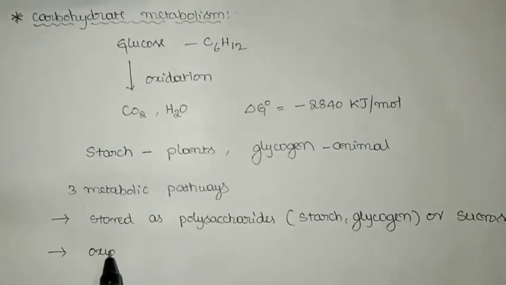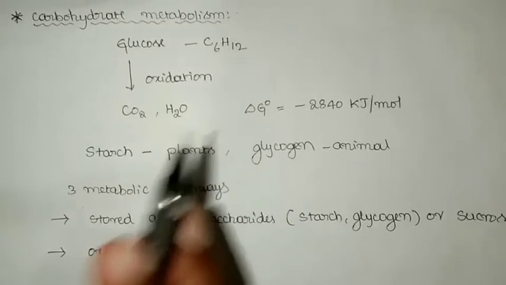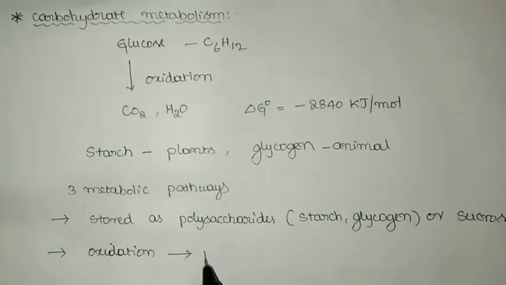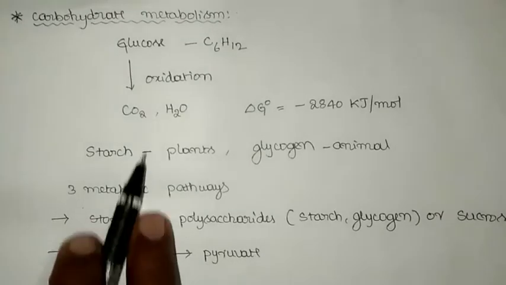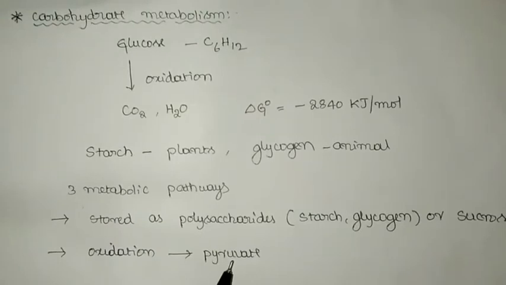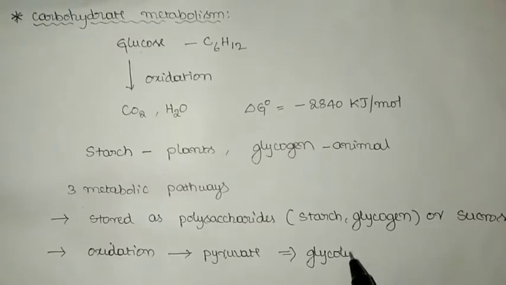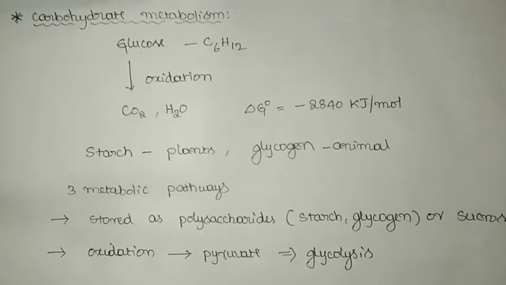In the second metabolic pathway, the glucose molecule will undergo oxidation, and through this oxidation it will produce a 3 carbon atom compound called pyruvate. This process of production of pyruvate from glucose through oxidation is simply called glycolysis.